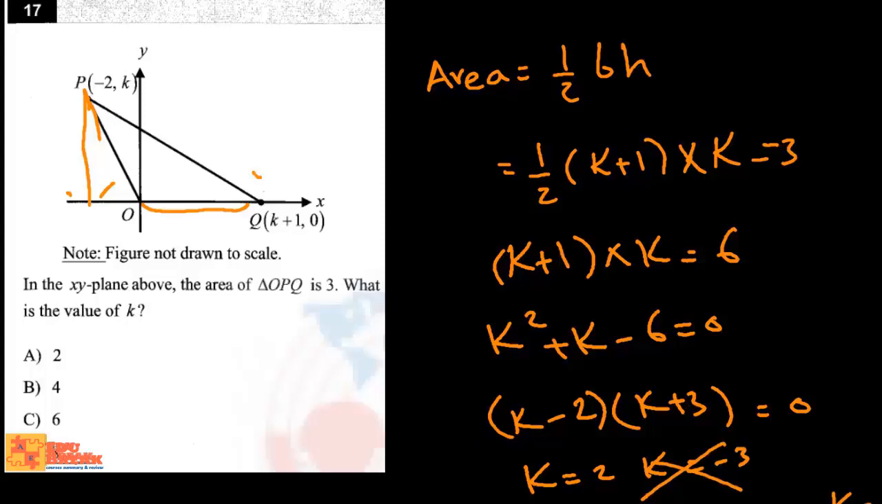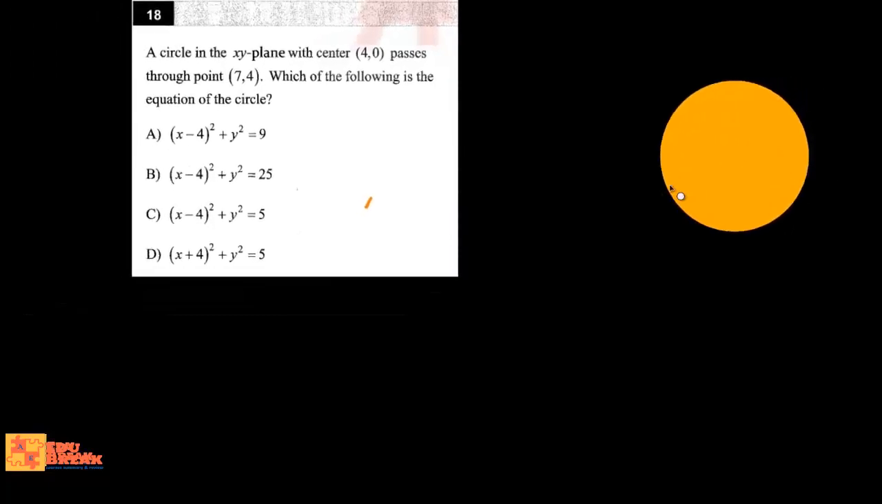Question 18. A circle in the XY plane with center (4, 0) passes through the point (7, 4). Which is the following equation of the circle? Okay, we have a circle with center 4 and 0, so we can write the equation of the circle: x minus 4 squared plus y squared equals the radius squared.